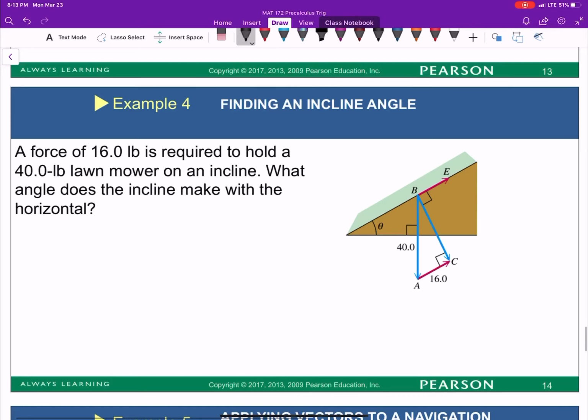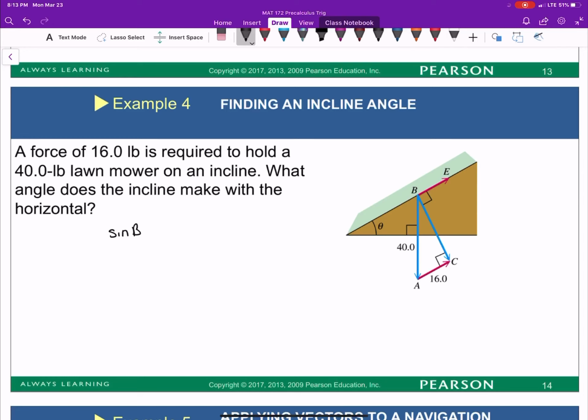So find the incline angle. A force of 16 pounds is required to hold a 40-pound lawnmower on an incline.